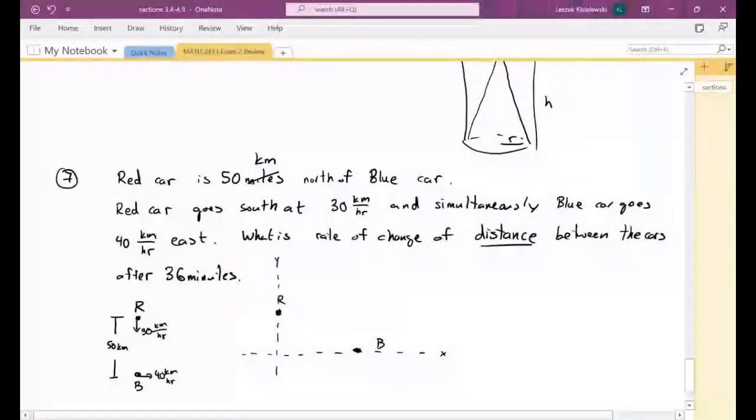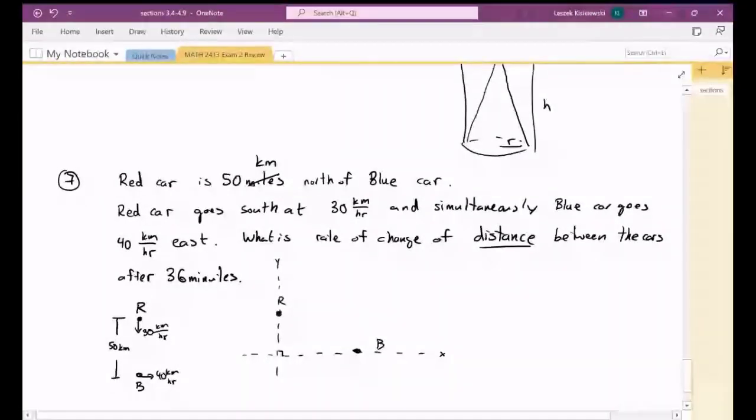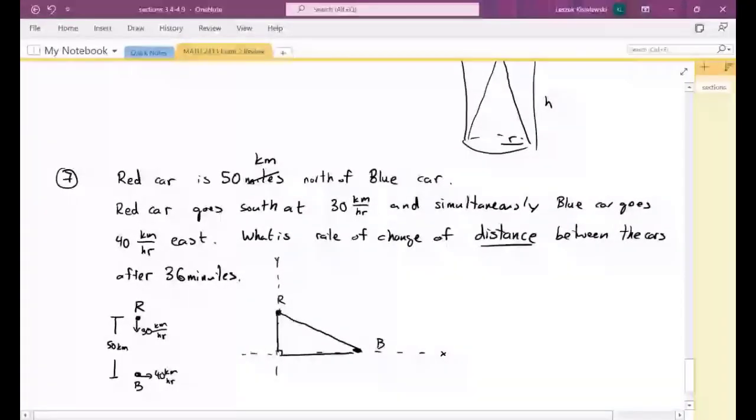Okay. And we get another right triangle here. All right, so related rates often use the Pythagorean theorem as well. So last time we used trig.